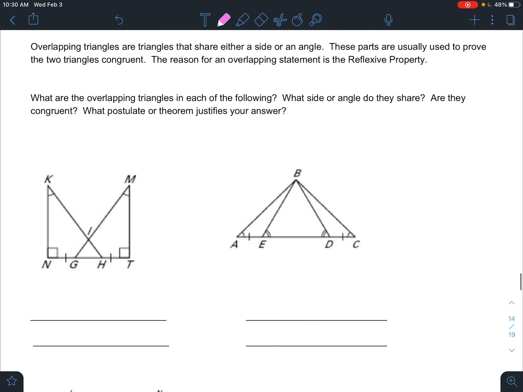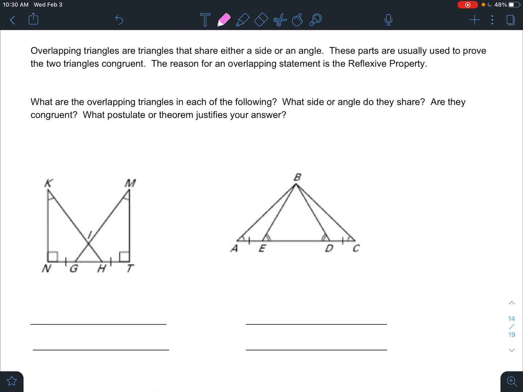Now let's see if we can recognize some of these overlapping triangles. Overlapping triangles are triangles that share either a side or an angle. These parts are usually used to prove the two triangles congruent, and we'll use the reflexive property to do that.